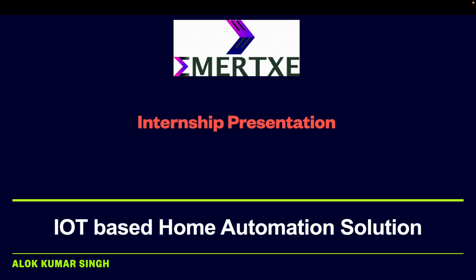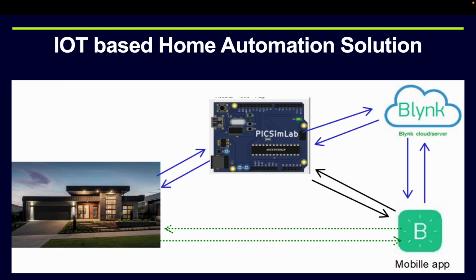In this internship, I have learned to make the IoT based home automation solution. So, in this project, we have learned how to link our home appliances with our mobile phone. For that, we are using the Arduino Uno. We will connect our home appliances to the Arduino Uno. As Arduino Uno is not IP capable, we are using the Ethernet shield.